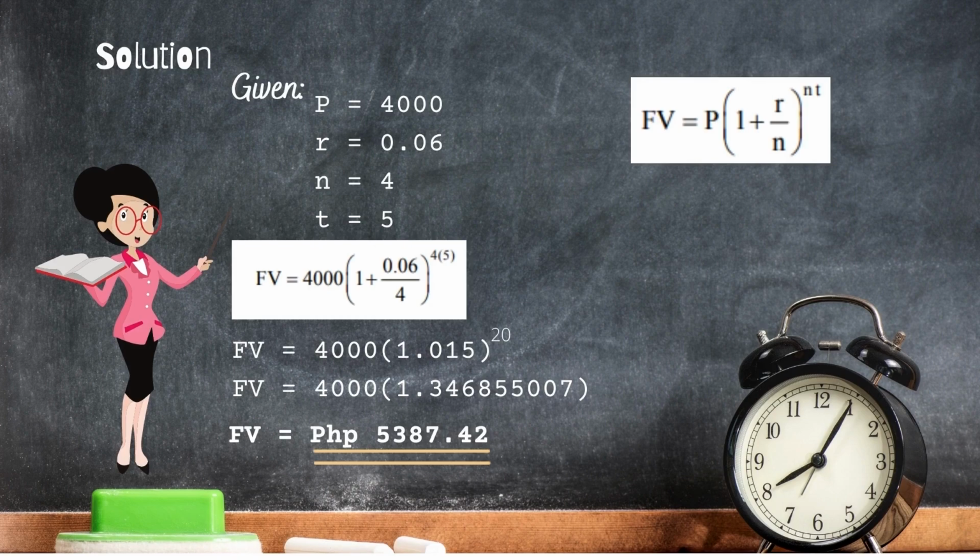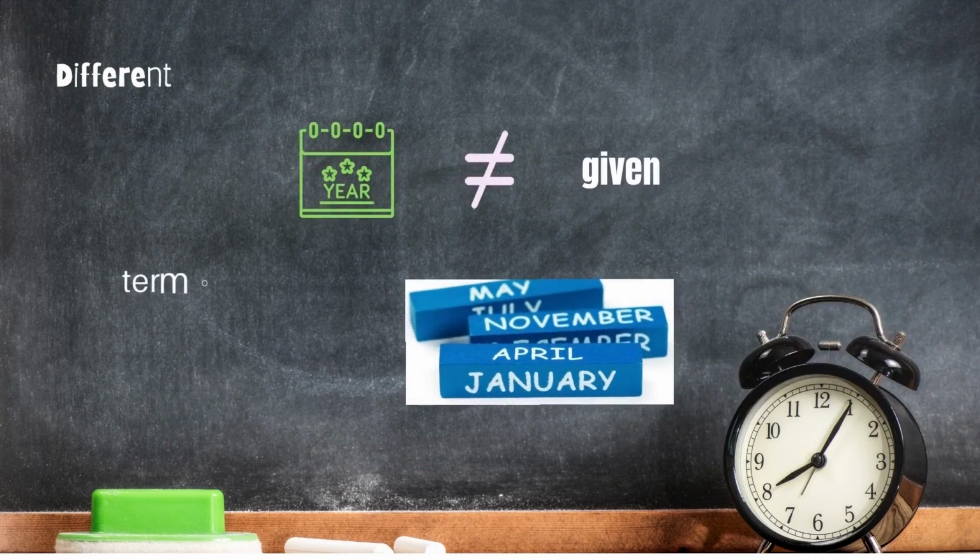So here, the compound interest will be 1,387.42, while the total amount in the bank account will be 5,387.42 at the end of 5 years with an interest rate of 6% per annum.